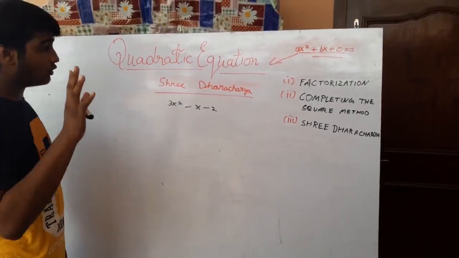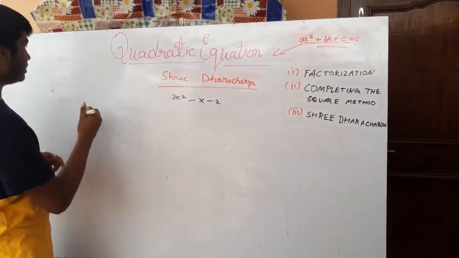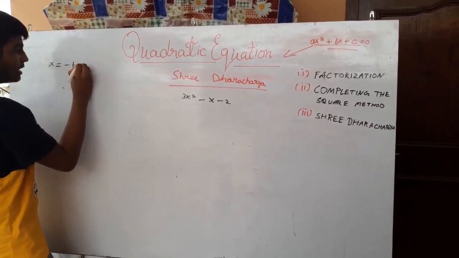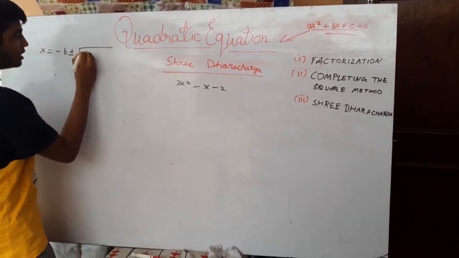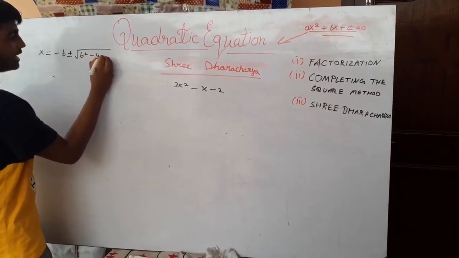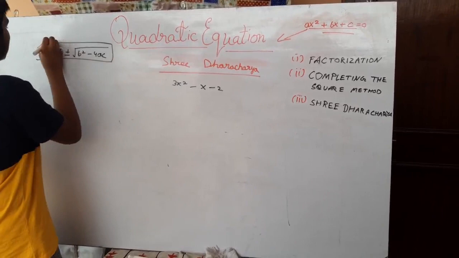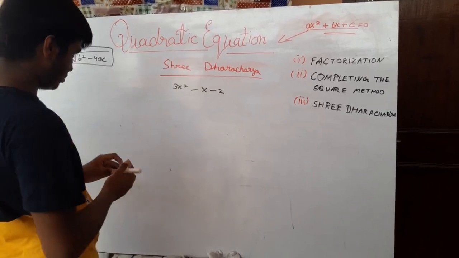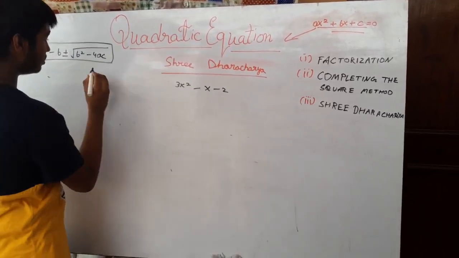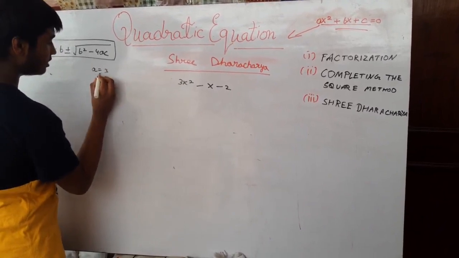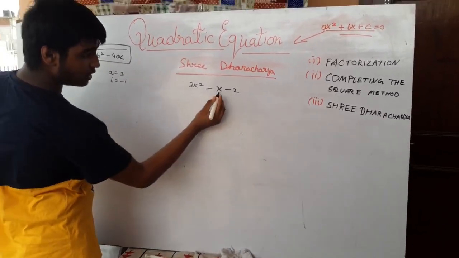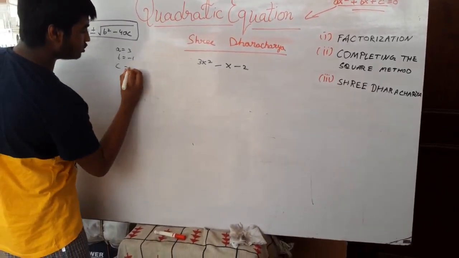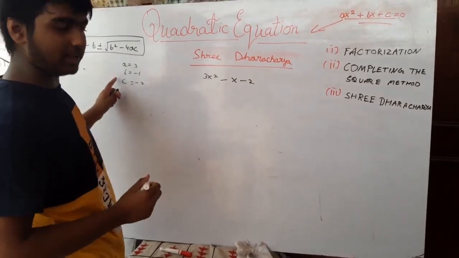First, let's discuss the formula of Shridharacharya. Shridharacharya's formula is x is equal to minus b plus minus under root b square minus 4ac. This is the formula of the Shridharacharya method to solve a quadratic equation. So, first take the values. A is equal to 3, B is equal to minus 1 because x we consider as 1x, so minus 1, and C is equal to minus 2. These are the values of A, B and C.